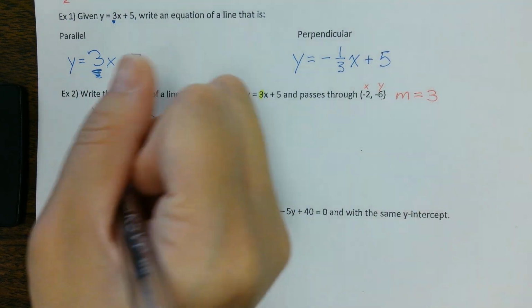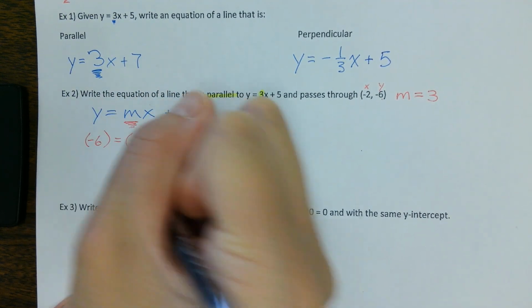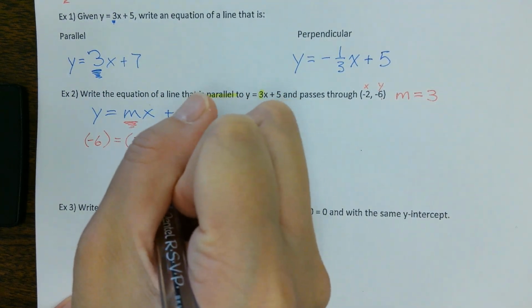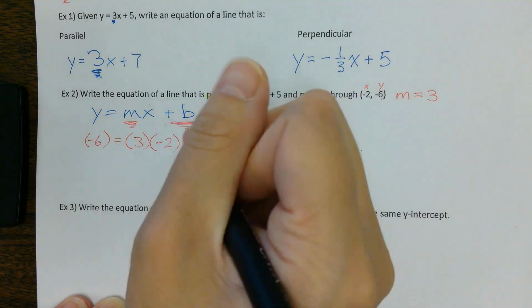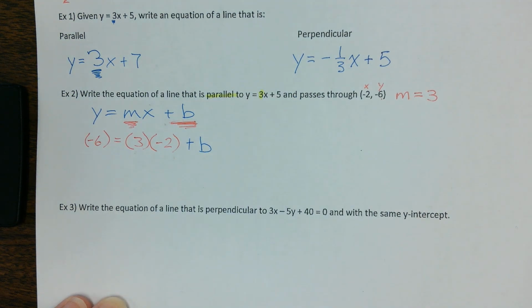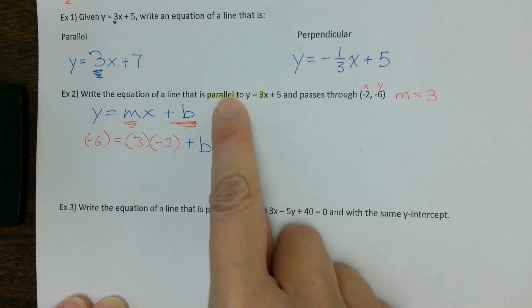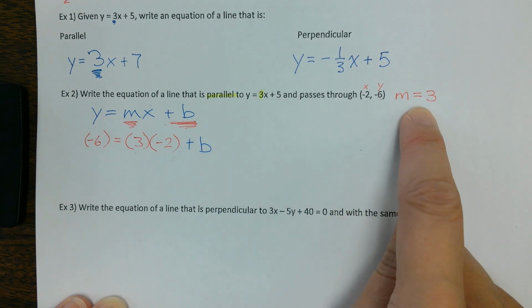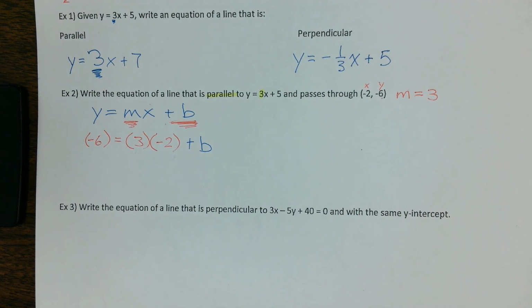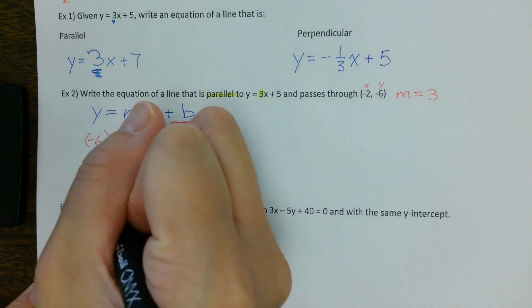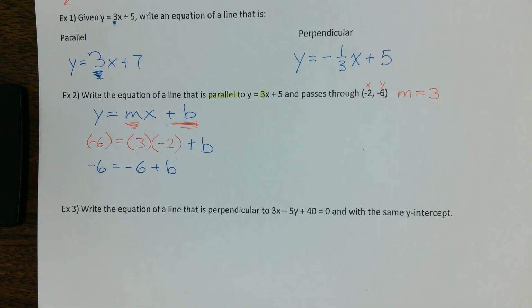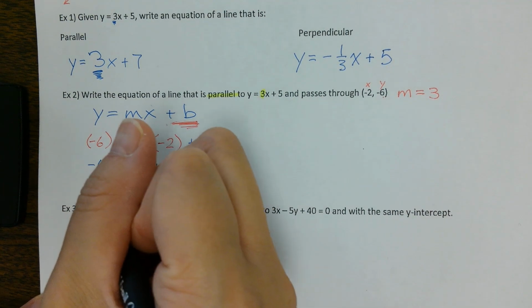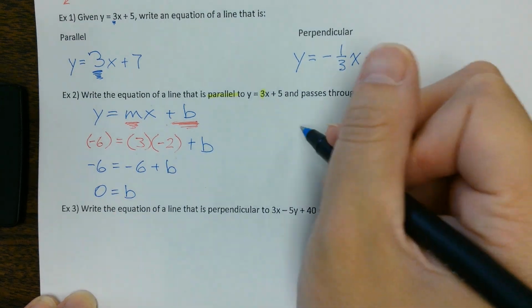So y is negative 6, m is 3, x is negative 2, and then plus b. Right? Parallel to this means that m is 3. And then you have that. Okay. So negative 6 equals negative 6 plus b. So what is b? 0. Yeah.